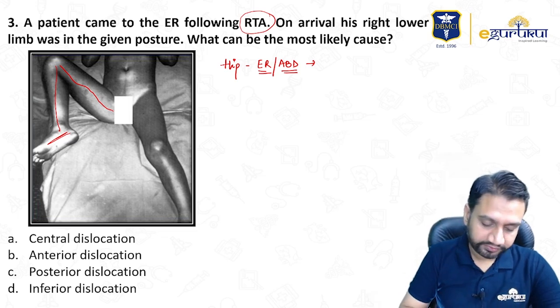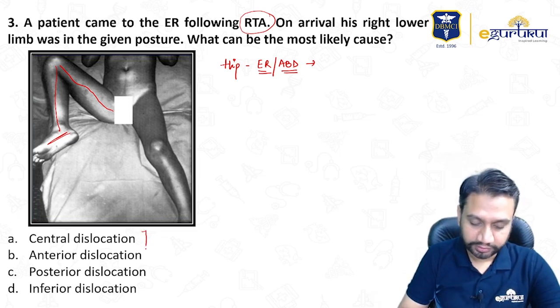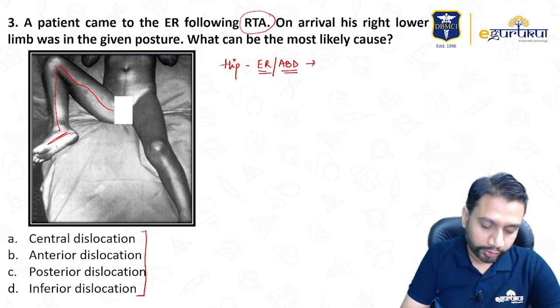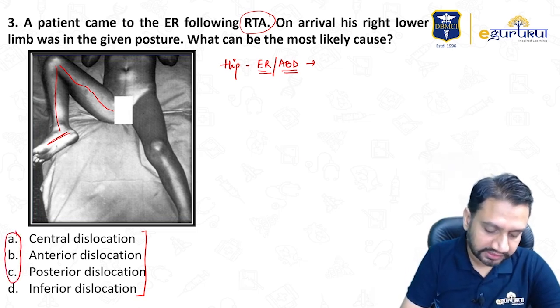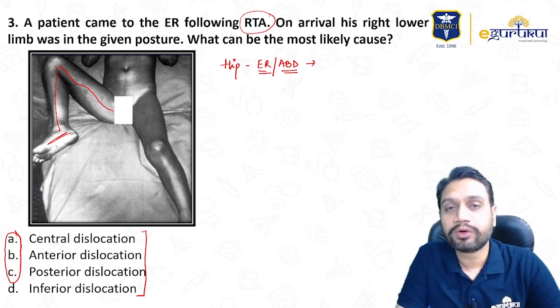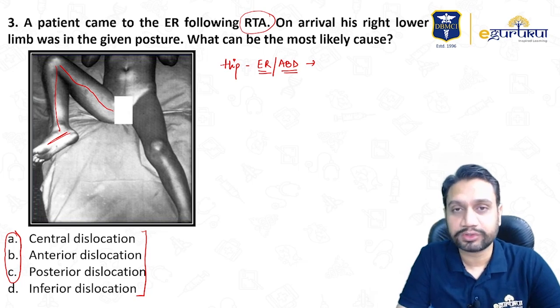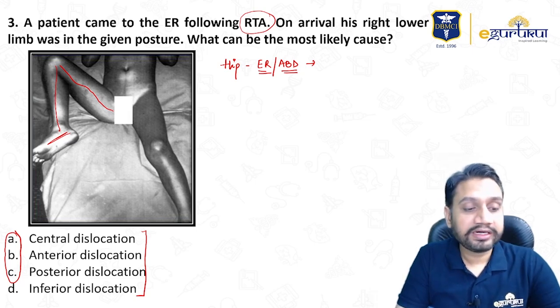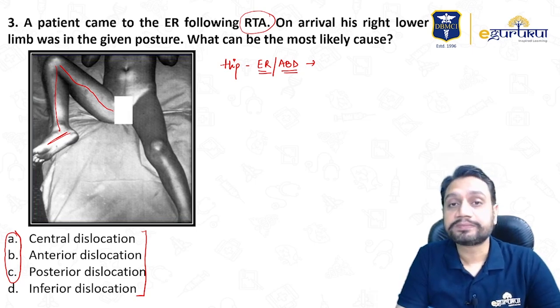So we have options of all the 4 types of dislocation mentioned here: inferior, posterior, anterior, central. So in the hip, we only have 3 dislocations. There is nothing like an inferior dislocation. Either it is a central one, or it is an anterior one, or it is a posterior one. We have 3 kinds of dislocation only. Okay. So you must recall the attitude of the limb in different conditions.